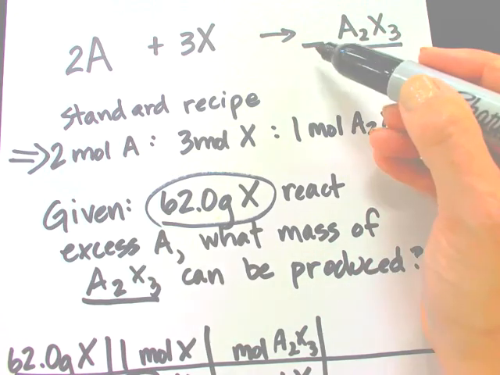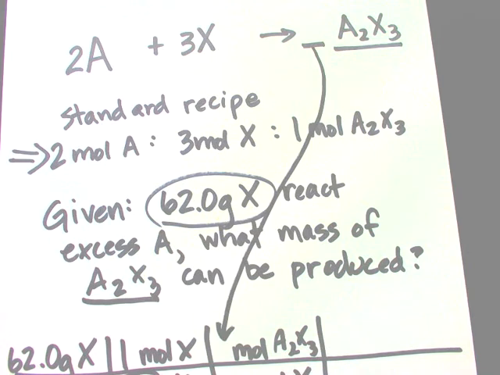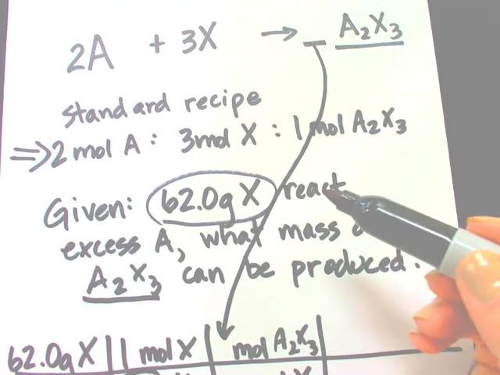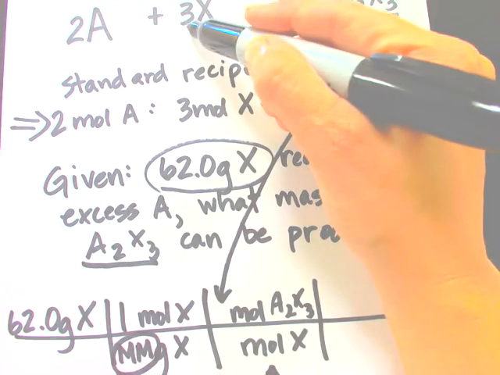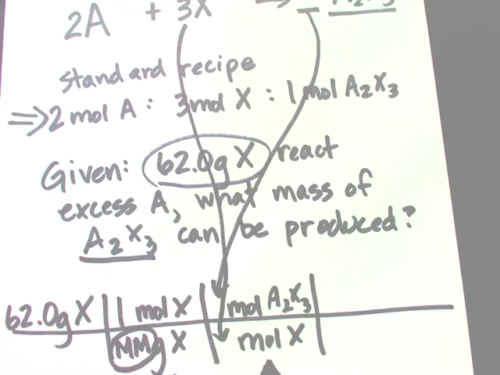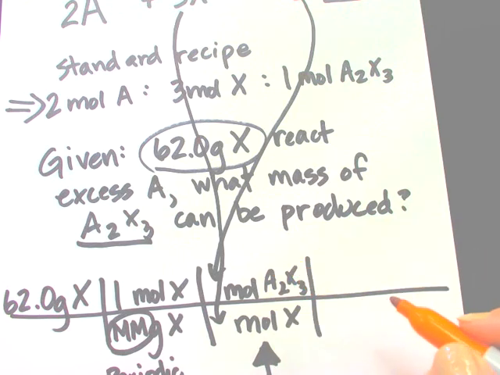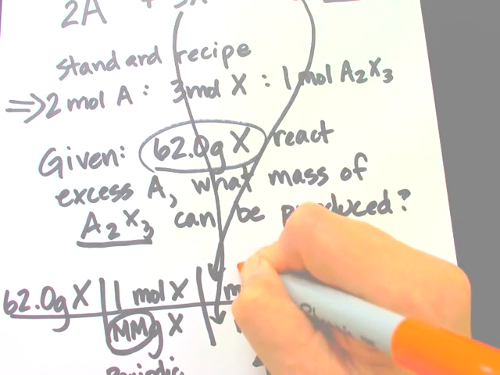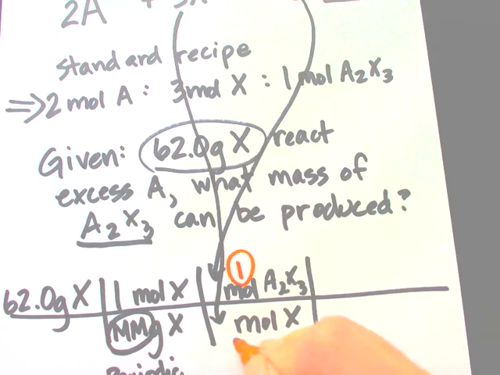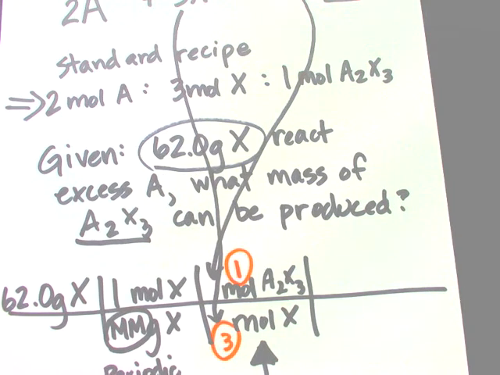The relationship is 1 mole of A2X3 is related to 3 moles of X. So those values will go right into this critical step of a stoichiometry problem. So our relationship is 1 to 3. That comes straight from the recipe or the balanced equation.